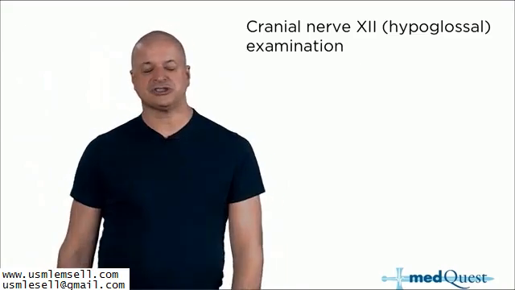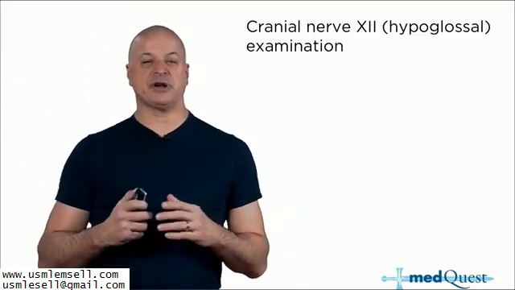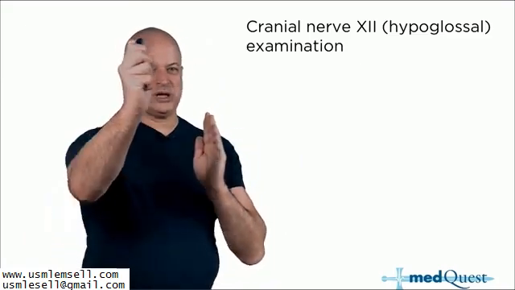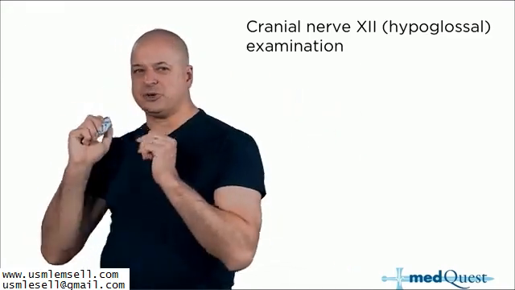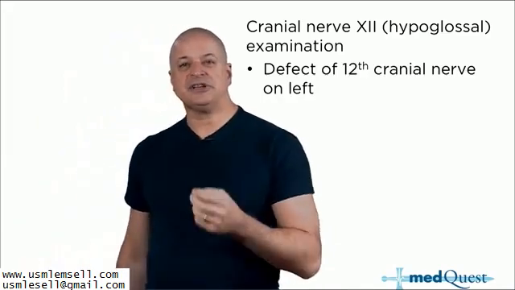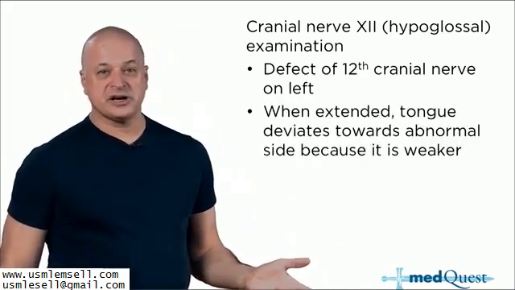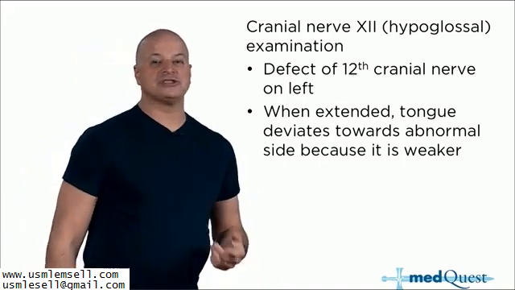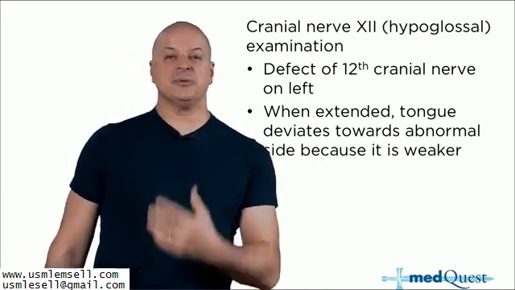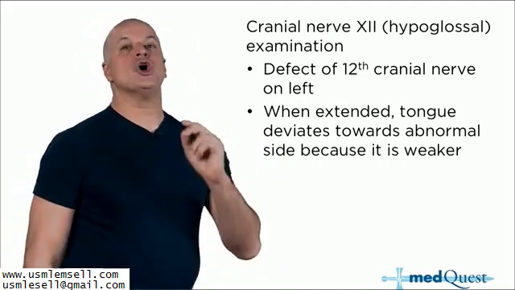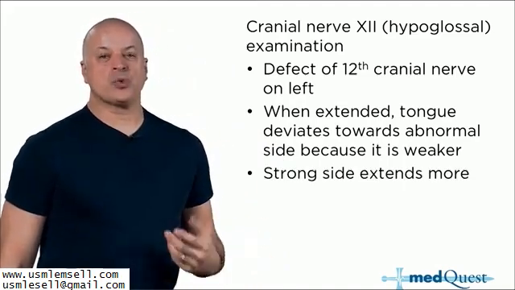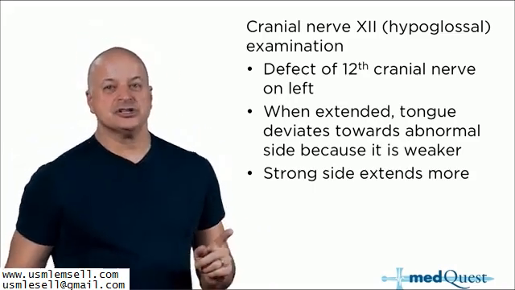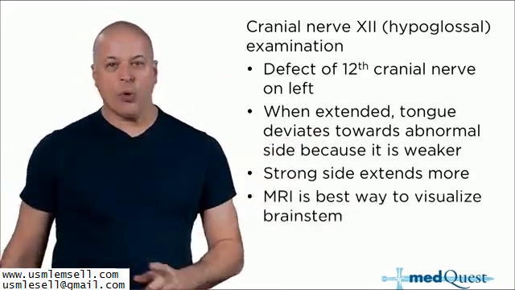It pushes towards the weaker side because the 12th cranial nerve should have the tongue pushing straight out. So this person, the left, is weaker and it pushes over. Now this is a defect of the 12th cranial nerve on his left, and when the tongue is extended, it deviates towards the abnormal side because the abnormal side is weaker. There's a defect of the 12th cranial nerve, and the weaker side can't extend, so the stronger extends more.